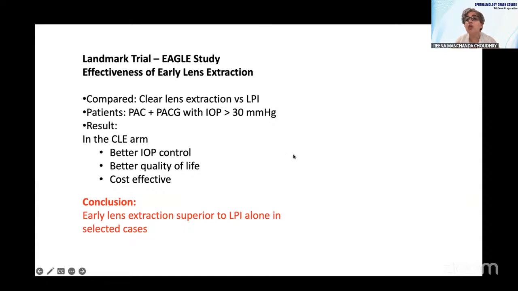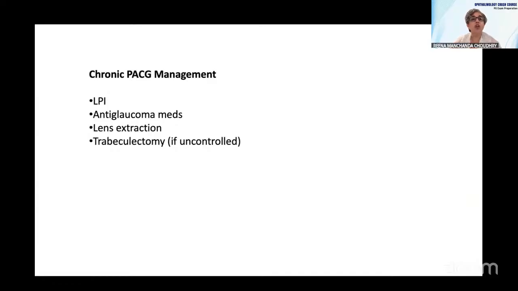And they saw that over a period of time, the eyes where the clear lens extraction was done actually did better with the IOP control, with a better quality of life, and it was also cost effective. So hence they started promoting that lens removal does have a good role, although most guidelines recommend cataract extraction, but not clear lens extraction as of now in the management of angle closure disease. In chronic angle closure glaucoma, of course, laser peripheral iridotomy remains the first mainstay of treatment, followed by anti-glaucoma medications. And of course, lens extraction now is a very important tool that we have in the armamentarium for treating angle closure eyes.